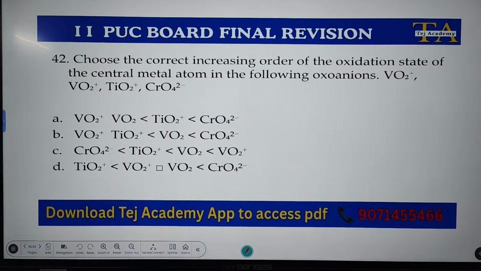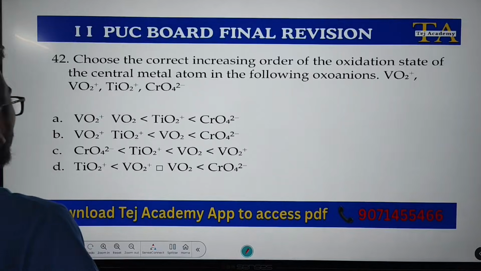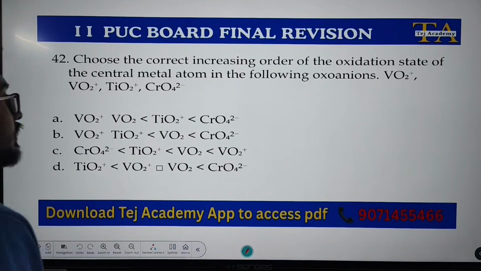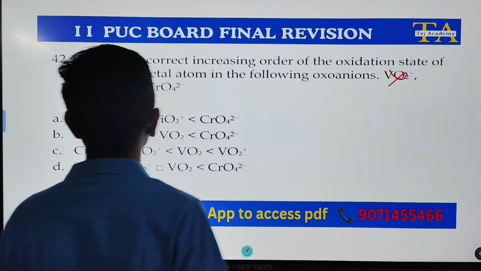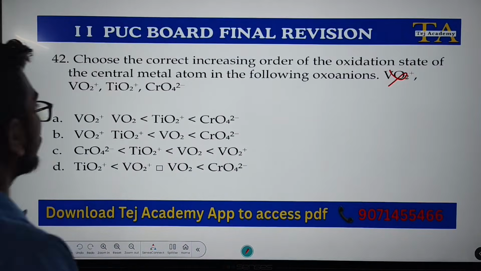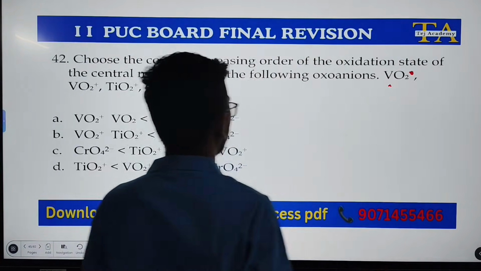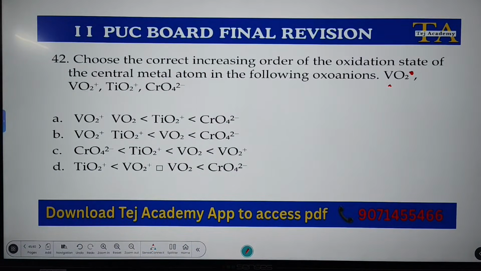42. Choose the correct increasing order of oxidation state of the central atom in the following oxoanions: VO2, VO2 plus, TiO2 plus and CrO4 2 minus. I think this molecule is repeated 2 times. So this is just VO2, not VO2 plus. VO2, VO2 plus, TiO2 plus, CrO4 2 minus. Among these 4, let's calculate the oxidation state.